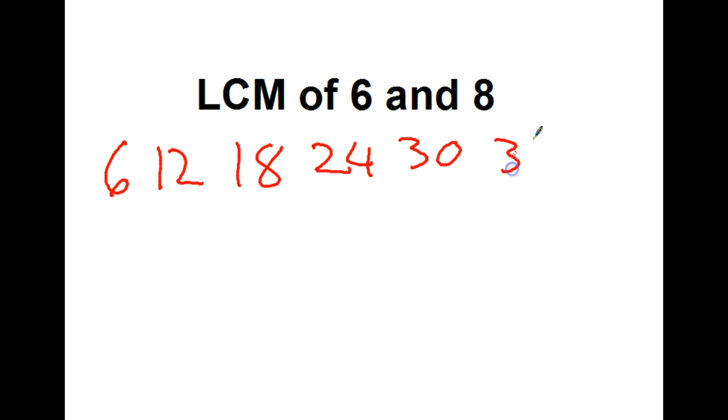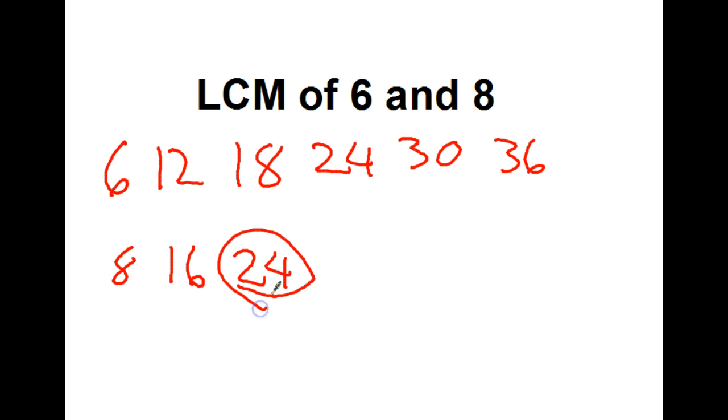Let's try another one out. Least common multiple of 6 and 8. So I'm going to count by 6's. 6, 12, 18, 24, 30, 36. Count by 8's. 8 times 1, 8 times 2, 8 times 3. That's far enough to go because I see right now that 24 is in both rows and it is the smallest one it could be. So the LCM of 6 and 8 equals 24.